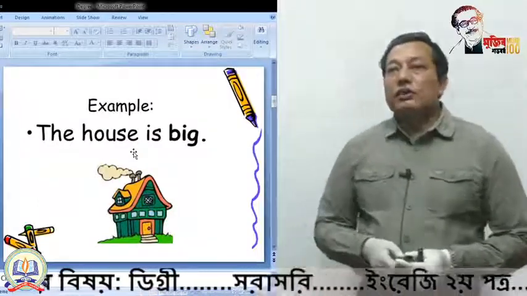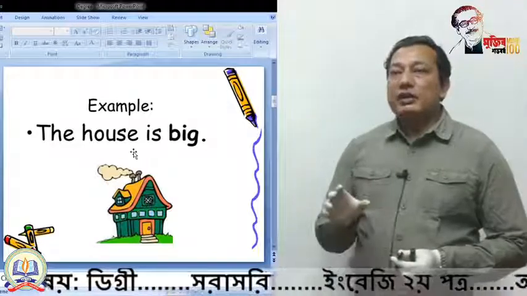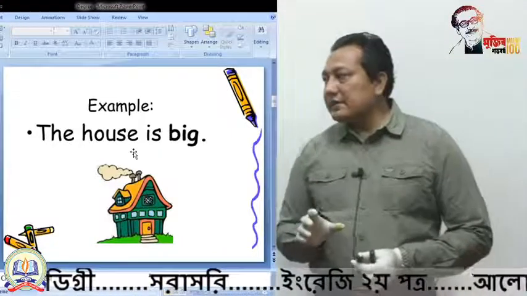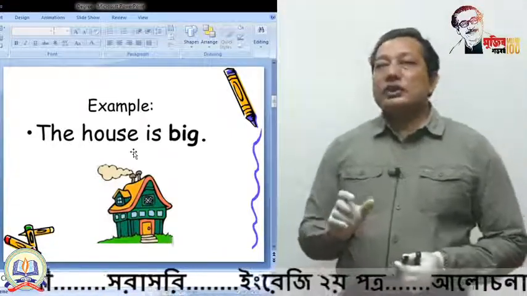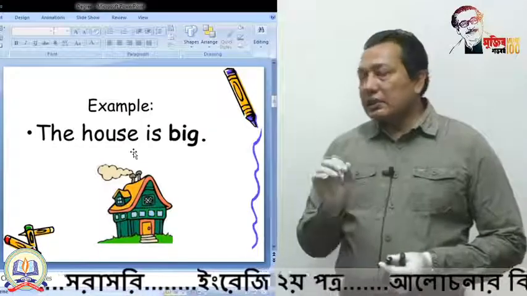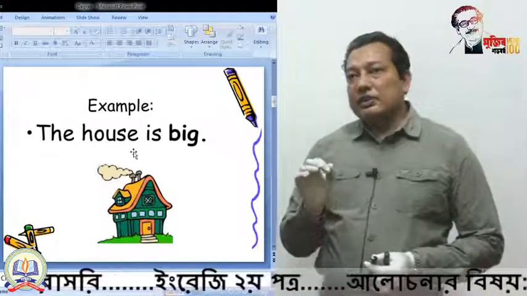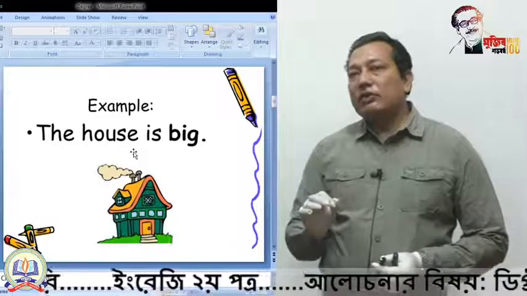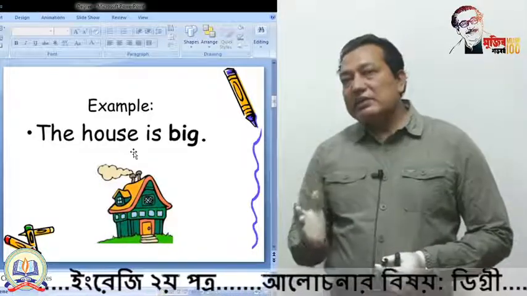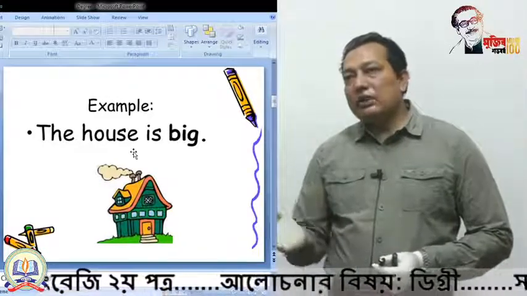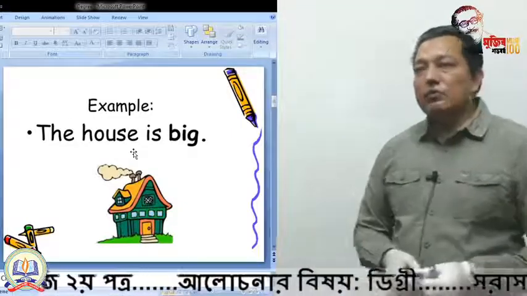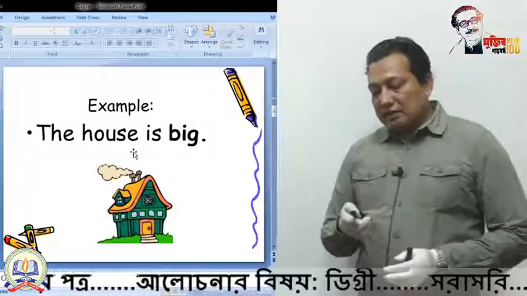Just follow the example. The house is big. That means here you are getting an adjective, big, and it especially marks the house only. That means the house has a distinct quality, and here you are getting only one thing's quality or condition. That is big. So it is positive degree.